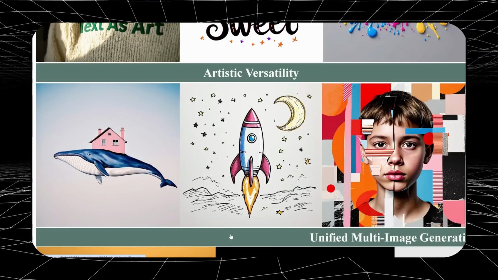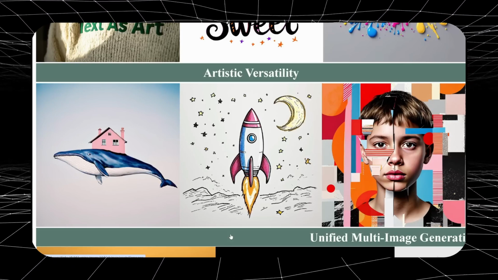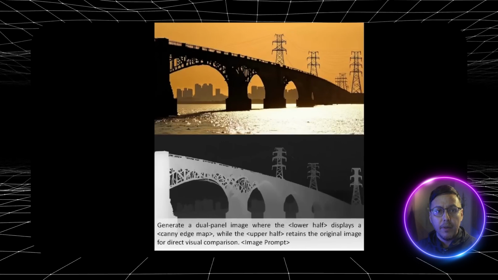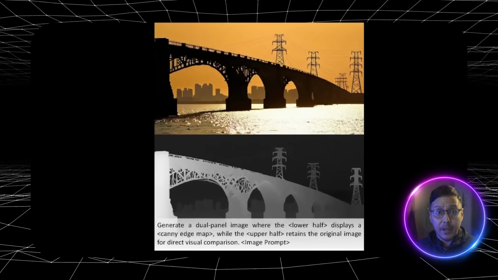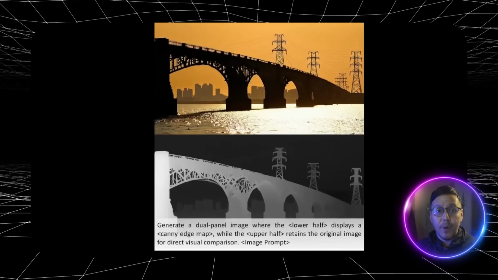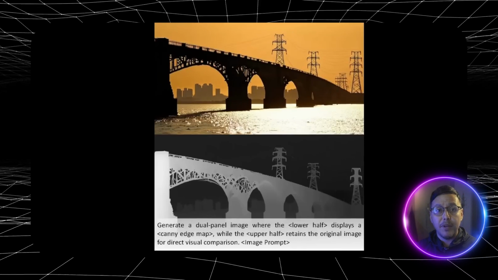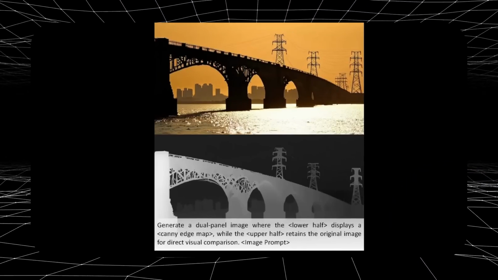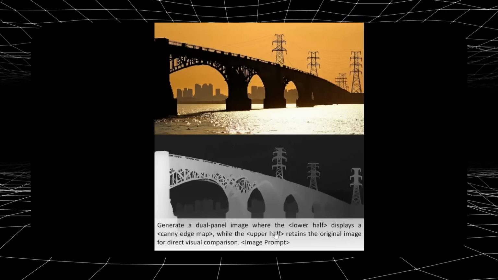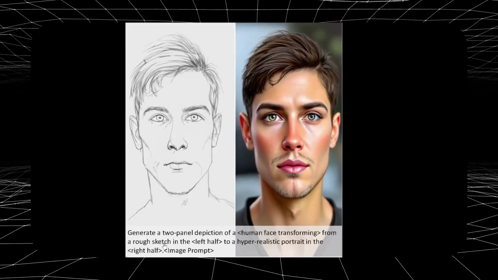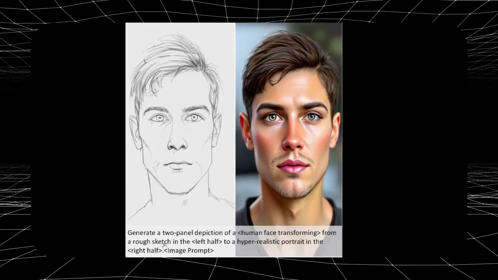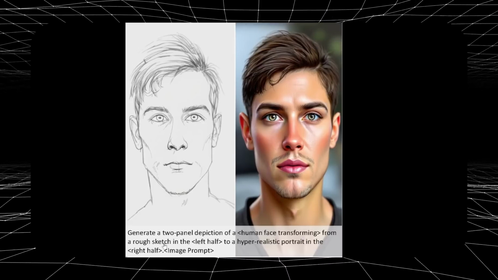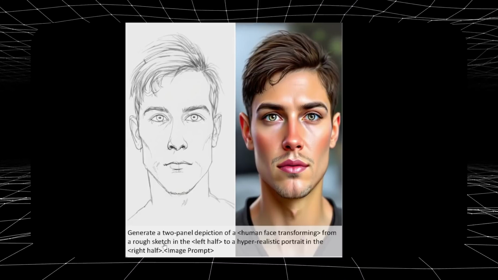And here's a really cool feature. You can generate multiple images in one image. So let's say your prompt is generate a dual panel image where the lower half displays a canny edge map while the upper half retains the original image for direct visual comparison. So this is what you get. Or here's another example. Generate a 2-panel depiction of a human face transforming from a rough sketch in the left half to a hyper-realistic portrait in the right half. And this is what we get.